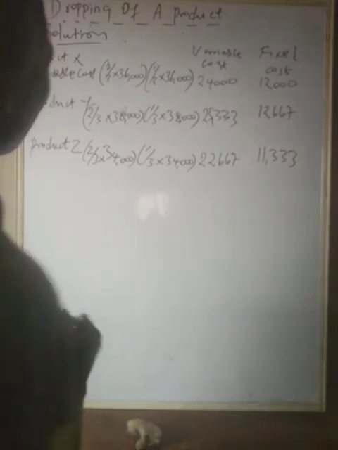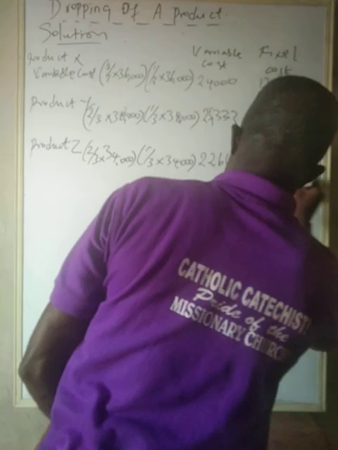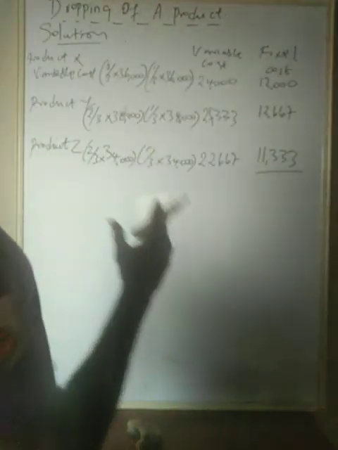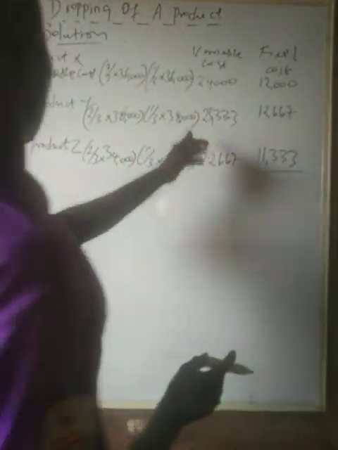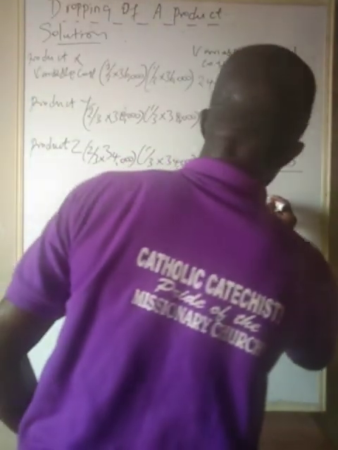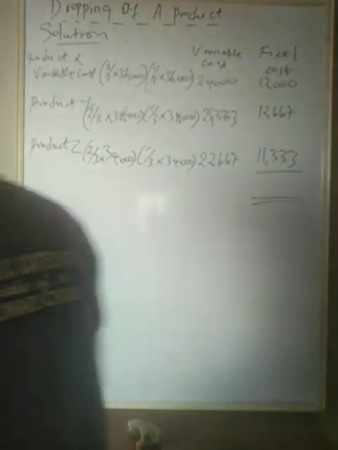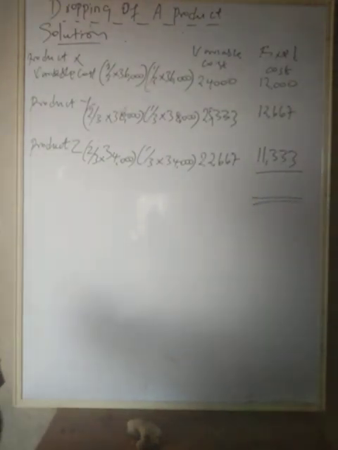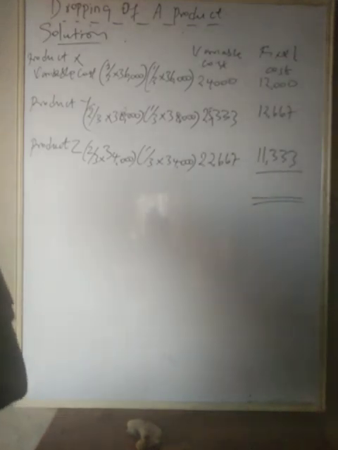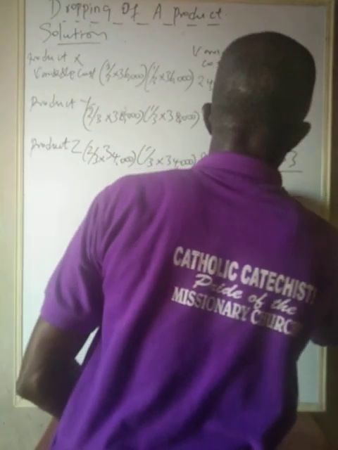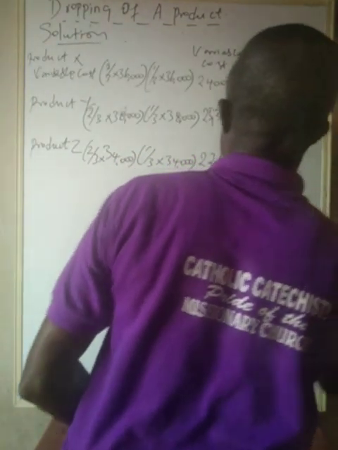So look at the analysis now. This is the variable cost element, and this is the fixed cost element. When you add this up, it remains fixed whether you drop product X or not. The fixed cost remains fixed. And let's do the summation. 12,000 plus 12,667 plus 11,333 gives us 36,000. This remains the same.